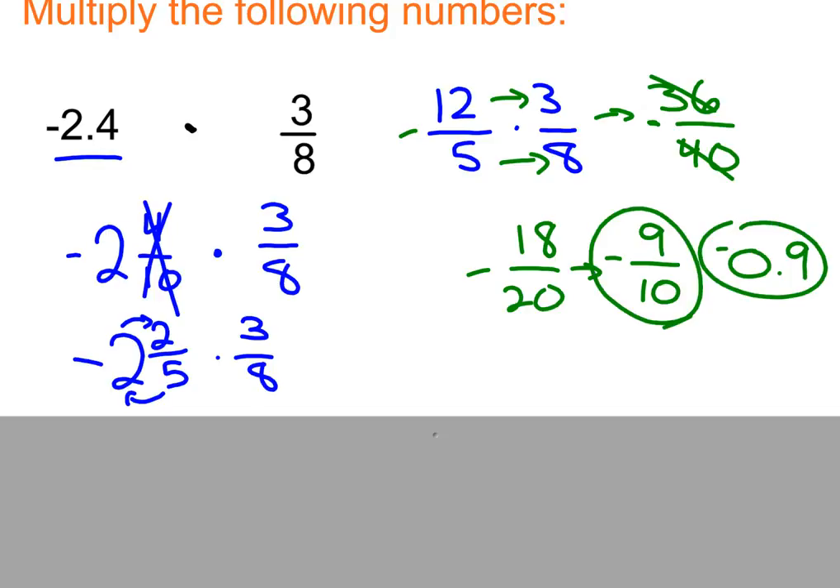These are the same answer. Either one would be acceptable. Notice you get the same answer. There are your two methods to solving your problems if you're ever multiplying a decimal times a fraction.